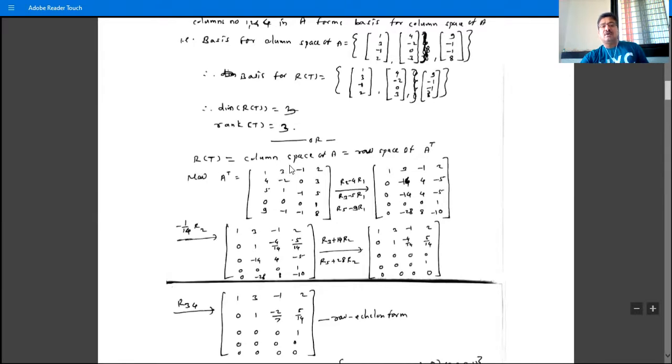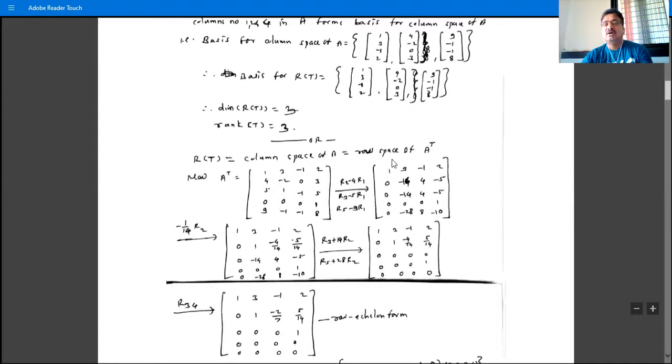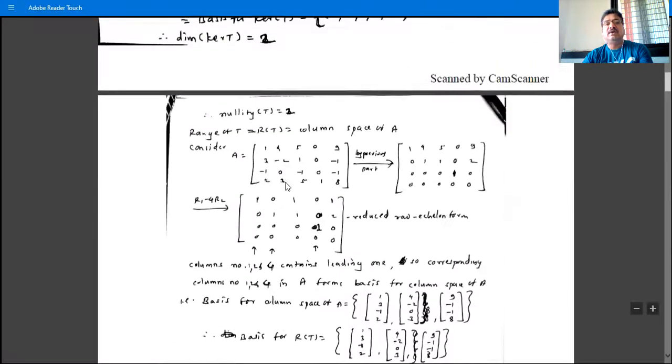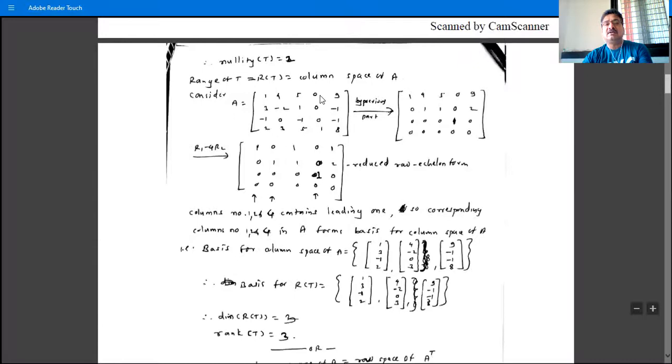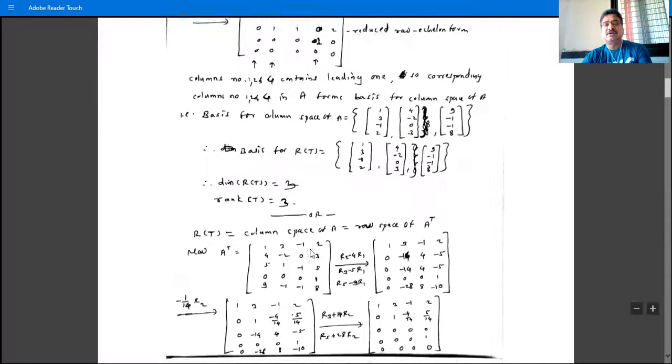RT is the column space of A, and it is equal to the row space of A transpose. That is, the row space of A transpose is equal to the column space of A. So how can we write A transpose? We obtain A transpose by writing the first row as the first column, that is, interchanging the rows and columns.